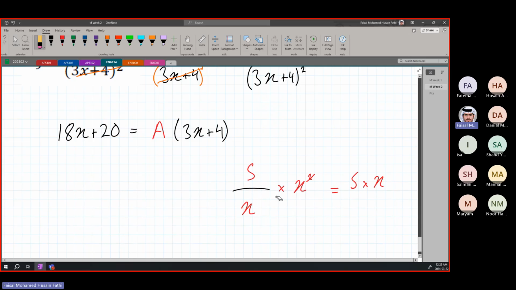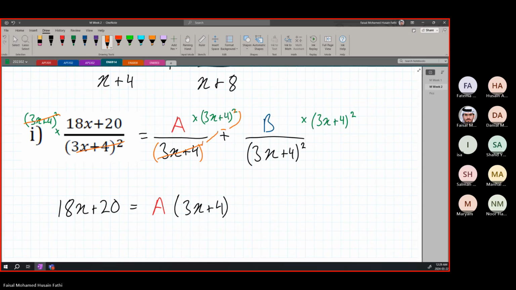Yeah, and that's pretty much it. This is what I did. So we finished with the a. And then here, if you notice, the 3x plus 4 squared, 3x plus 4 squared, all will cancel. And we will be left with plus b.